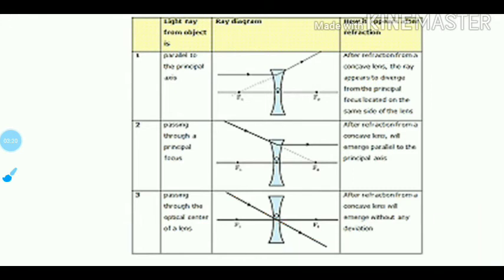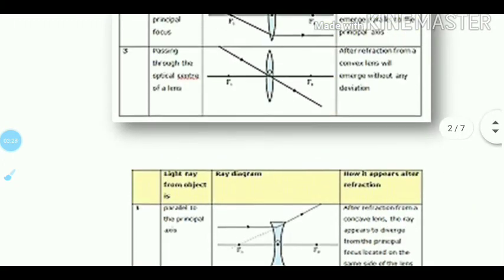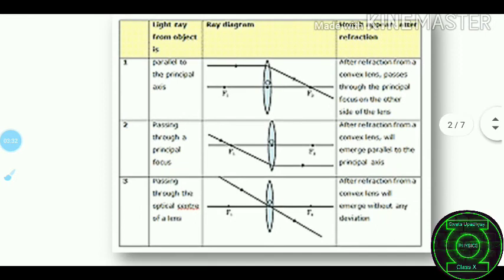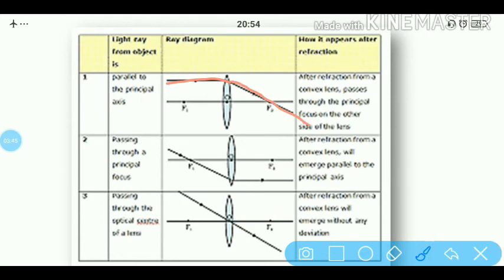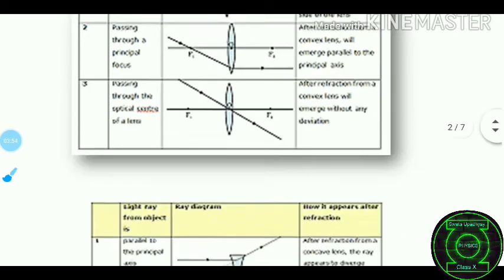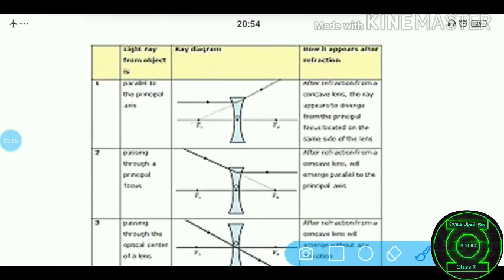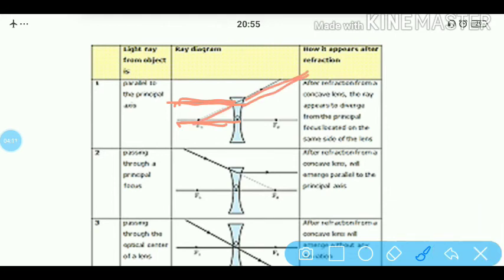Now, next is a ray of light incident parallel to the principal axis. For convex lens, suppose this is the ray of light which is coming parallel to the principal axis. For convex lens, after refraction it passes through the second focus. Or in case of concave lens, it appears to come from the second focus. A ray which is parallel to the principal axis appears to come from the second focus in case of concave lens.